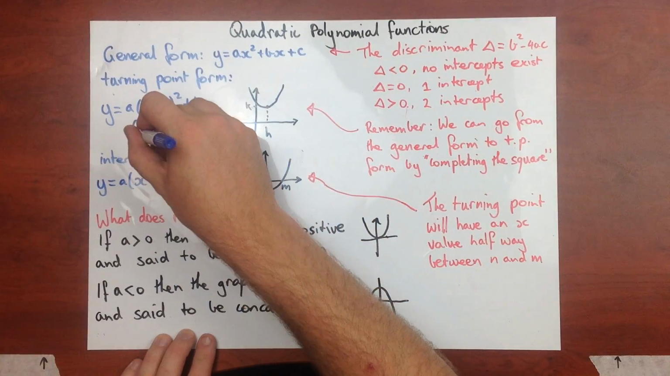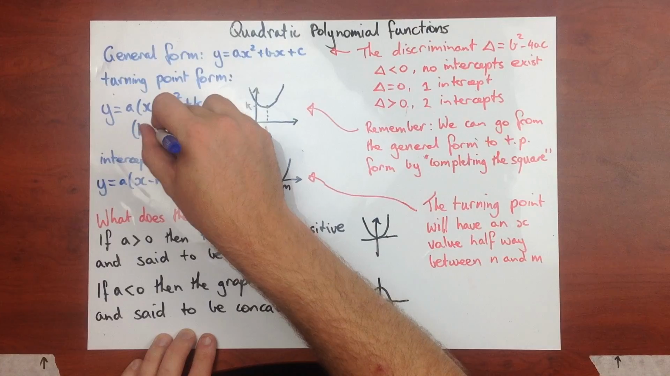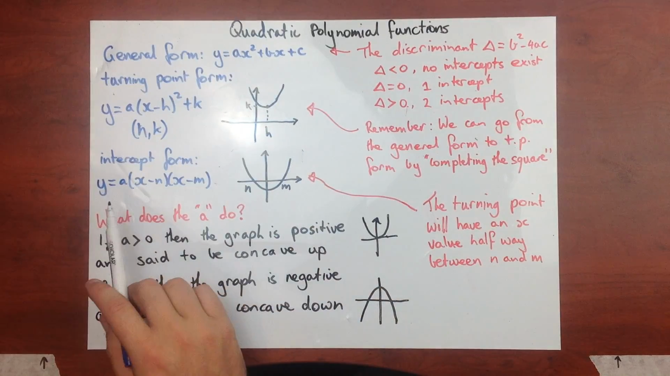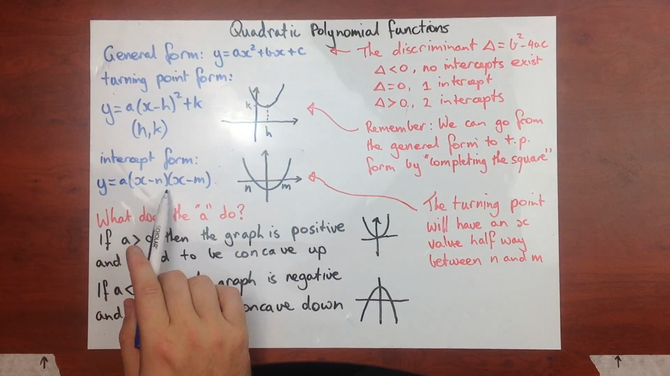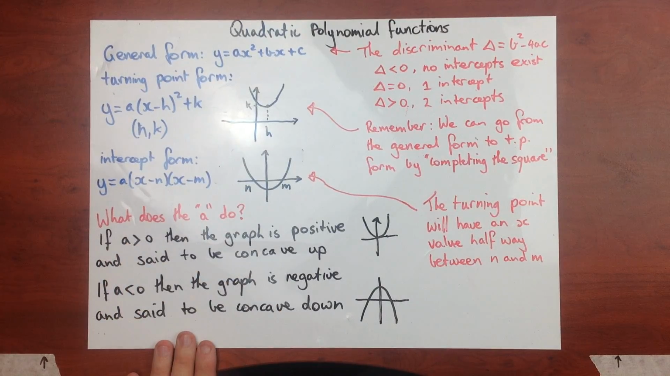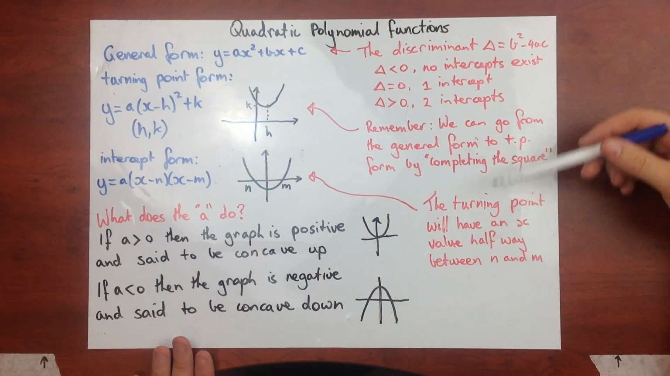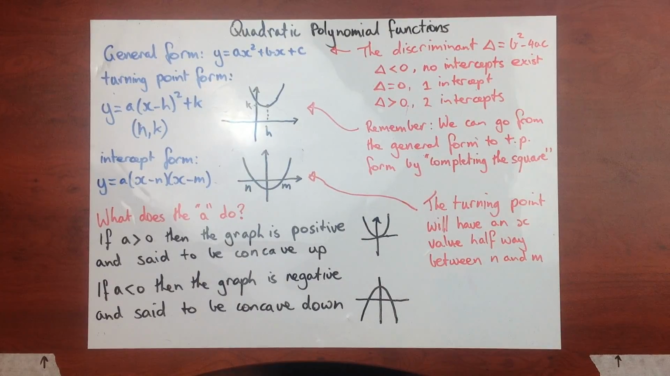So our turning point ends up becoming (h, k). Now, intercept form is y equals a(x - n)(x - m). So we'll just talk about some of the different forms and what we can actually look at.